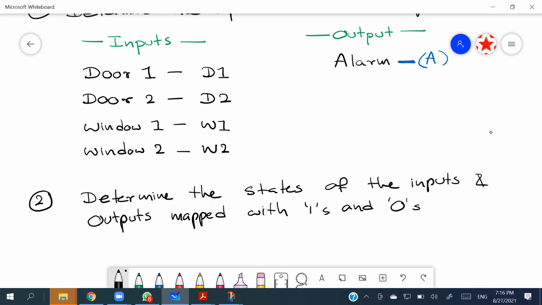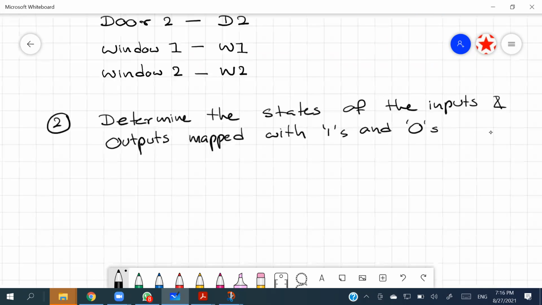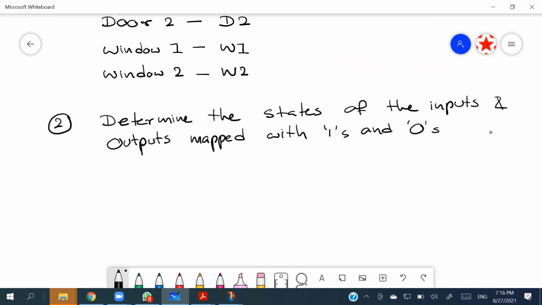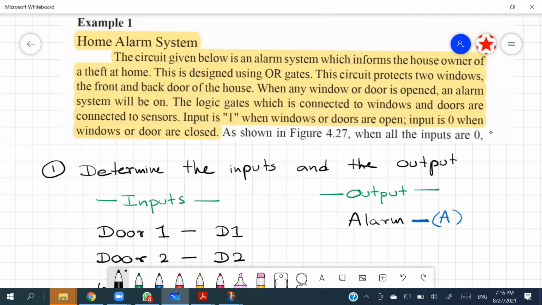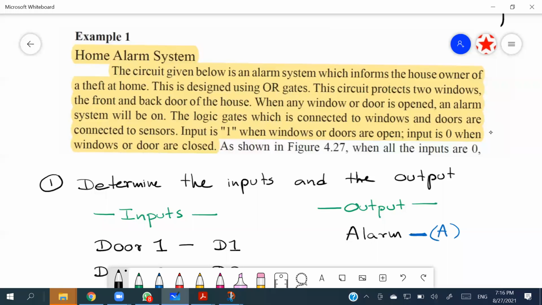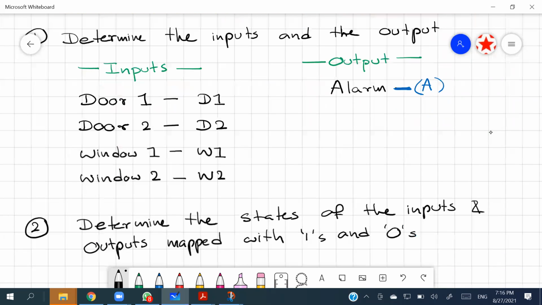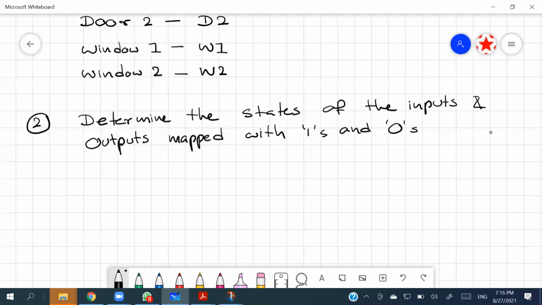So when it comes to this scenario, for doors and windows, we know what the states are. The scenario explains that, right? The open and closed states are there. So input is 1 when windows or doors are open. Input is 0 when windows or doors are closed. So that is the state of the windows and doors.